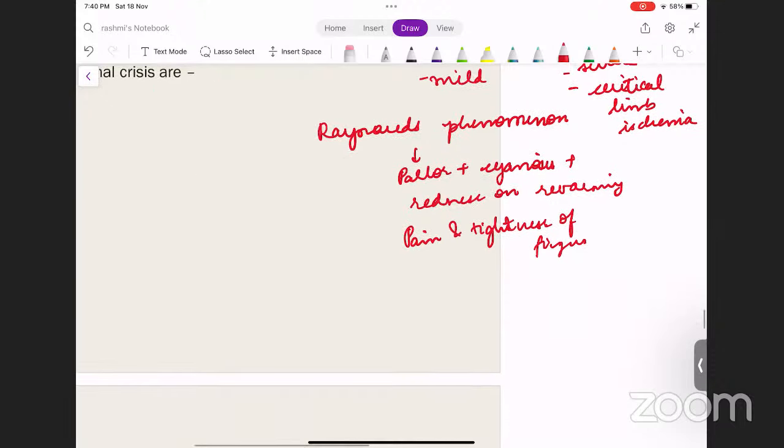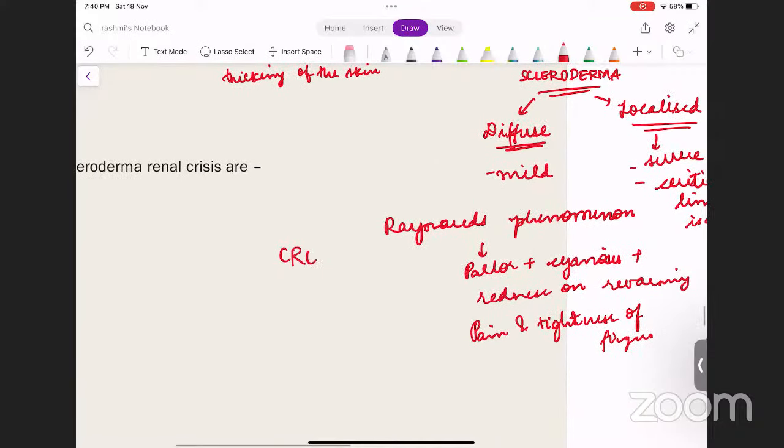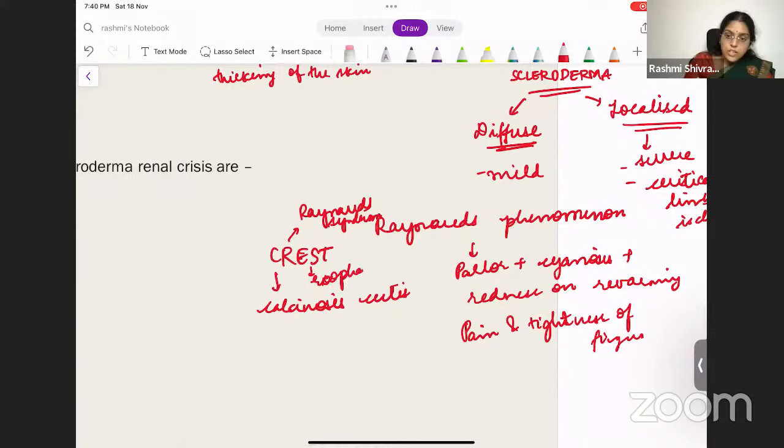Okay, so when we come to limited cutaneous, you have one syndrome which is called CREST syndrome. What is the CREST syndrome? C is for calcinosis cutis. R is for Raynaud's syndrome. E is for esophagitis. S is for sclerodactyly. T is for telangiectasia. So CREST syndrome is calcinosis cutis, Raynaud's syndrome, esophagitis, sclerodactyly, and telangiectasia.